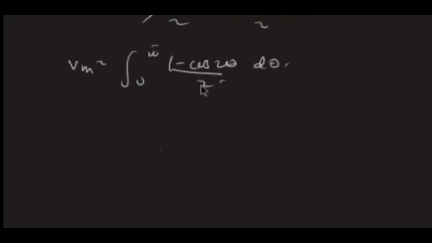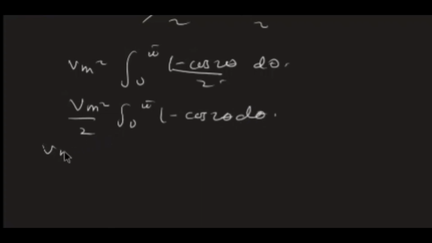At this point, this is also a constant, so it will come out: Vm squared over 2, integral 0 to pi of 1 minus cos 2 theta d theta. Now I have my Vm squared over 2 here. Now I have integral 0 to pi of 1 minus integral 0 to pi of what? Cos 2 theta d theta.